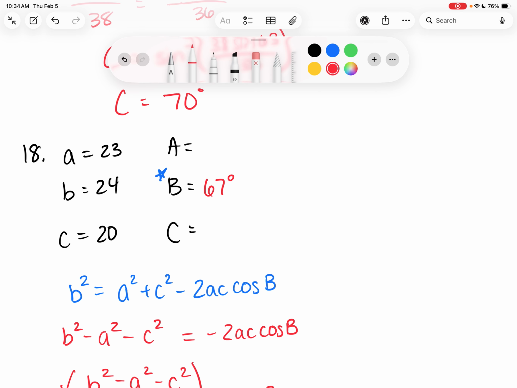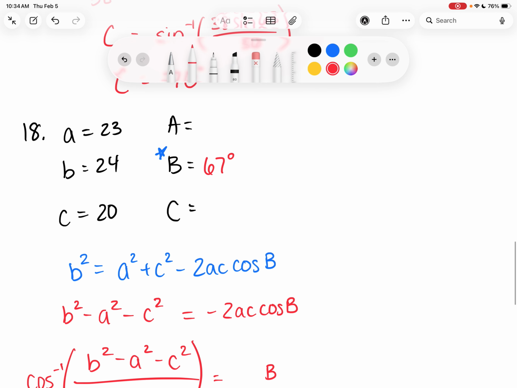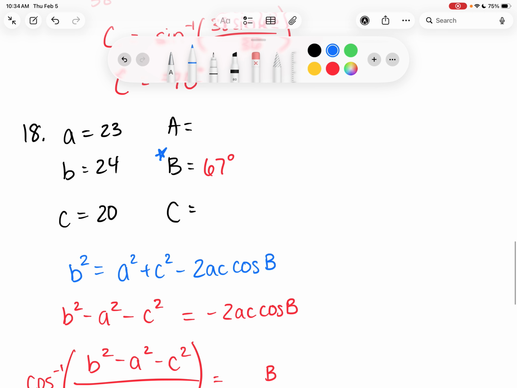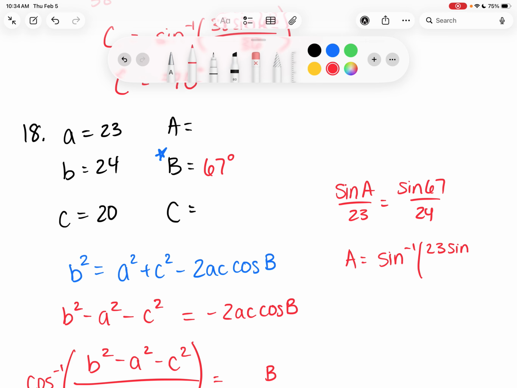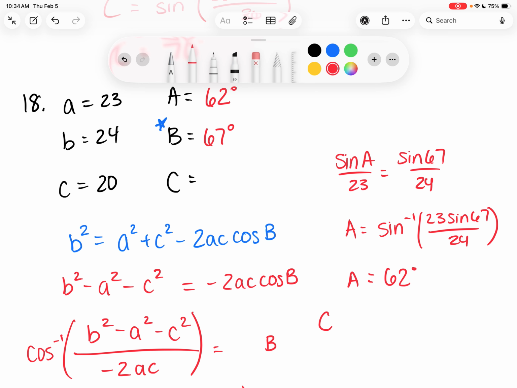Then I'm going to go to the next biggest side, so I'm going to solve for A. I'm going to go up here and do it so that I don't have to keep scrolling down. So I've got the sine of A over 23. Again, if you want to go straight to A equals, you can do that. But the sine of 67 over 24. So A is the inverse sine of 23 times the sine of 67 over 24. What'd you say it is? 62. So 62 degrees for that one. And then, obviously, easily find C: 180 minus 62 minus 67. 51, I think.